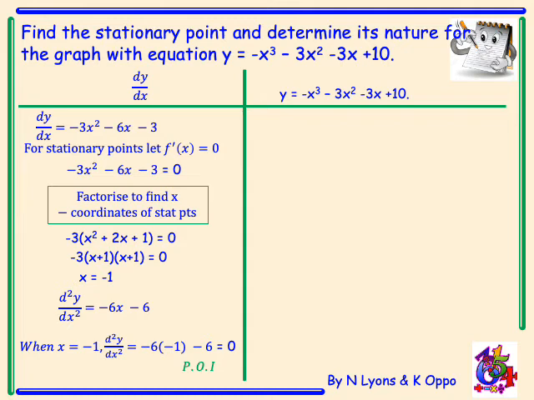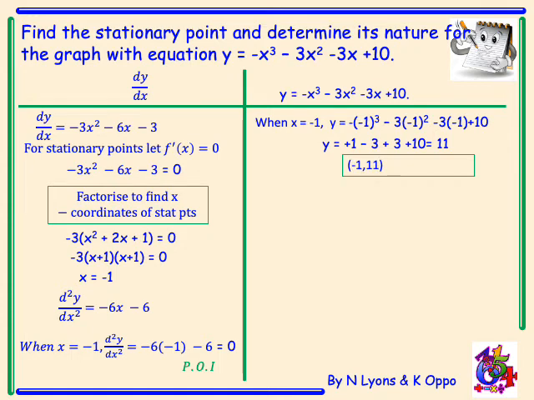But where is that point of inflection? So I'm going to take x equals minus 1 back up the right hand side, back to the function y equals minus x cubed minus 3x squared minus 3x plus 10. And I'm going to sub in x is minus 1 into that equation. Now double check that for me, but you should get y equals 11.